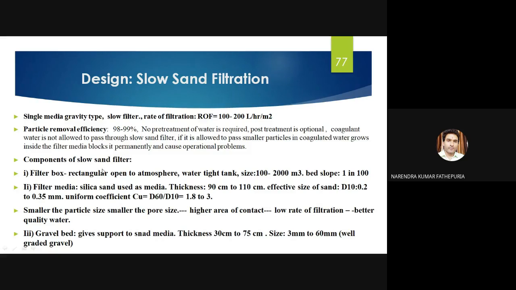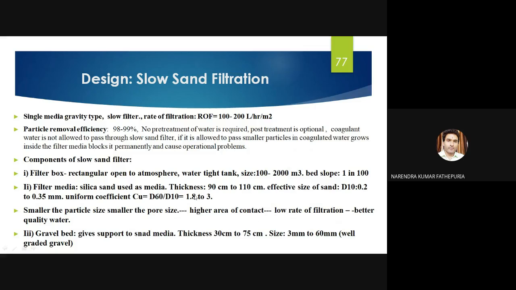What are the components of slow sand filtration, like rapid sand filtration? There will be the filter box: rectangular, open to the atmosphere, a watertight tank with a size of 100 to 2000 meter cube capacity. Bed slope should be 1 to 100, same as before in rapid sand filtration. There will be the filter media. These are all the components.